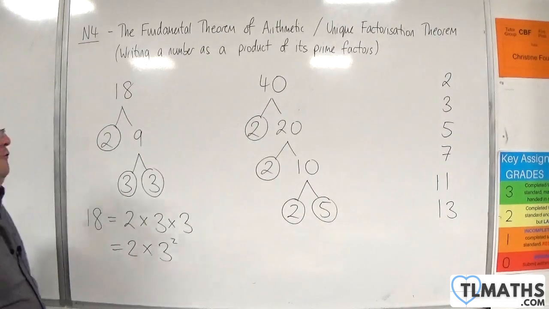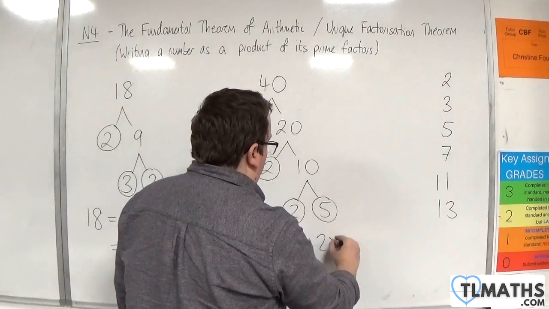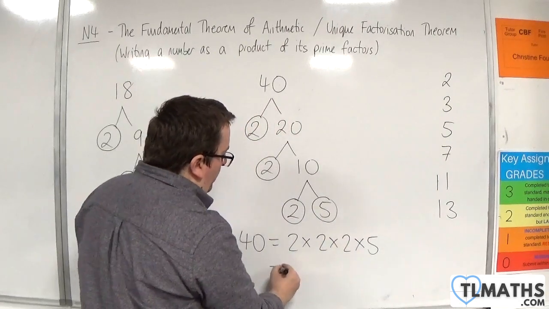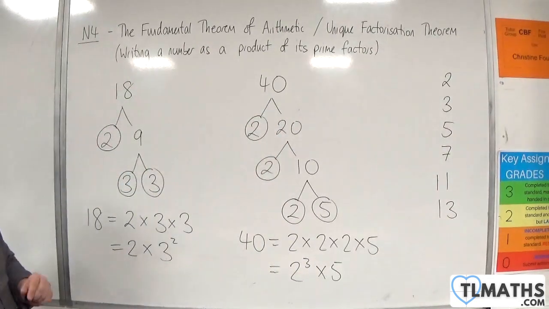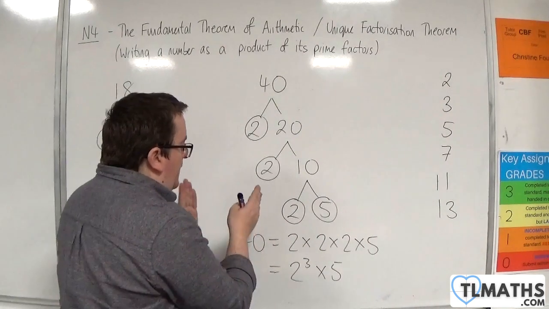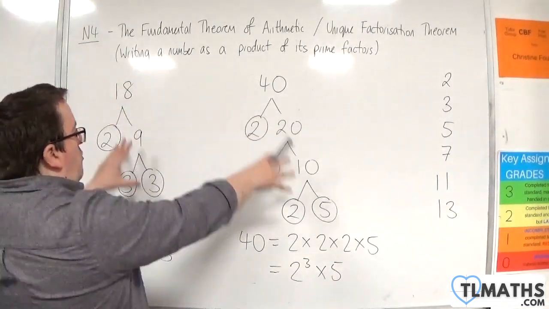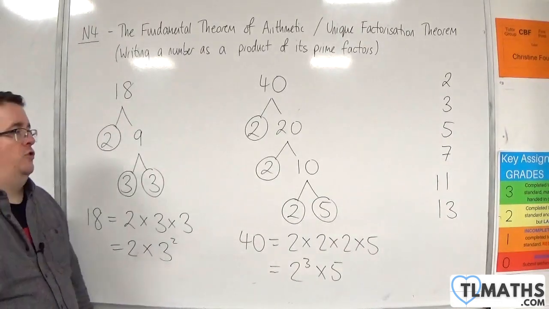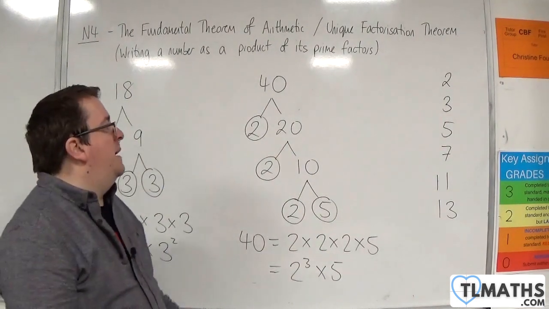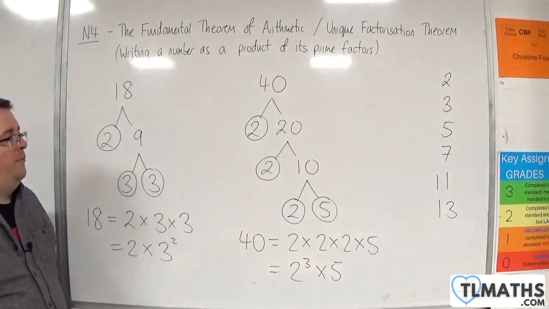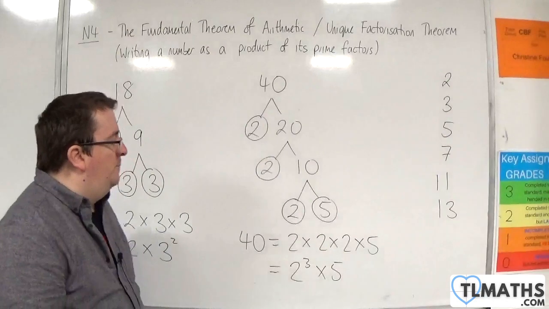So 40 can be written as 2 times 2 times 2 times 5. But we don't want to write it like that. We want to write that as 2 cubed times 5. And so that is writing an integer as the product of its prime factors. What we are drawing here is often referred to as a prime factorization tree, or a prime factor tree. It is a neat way of being able to visualize and work out your prime factors, and then you multiply the circled ones together at the end, and then write it in this form using powers.